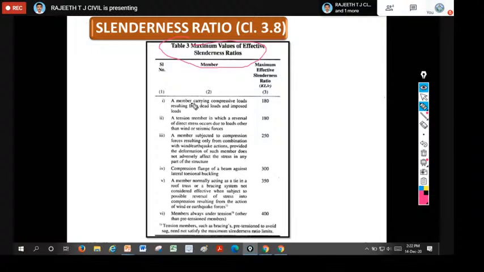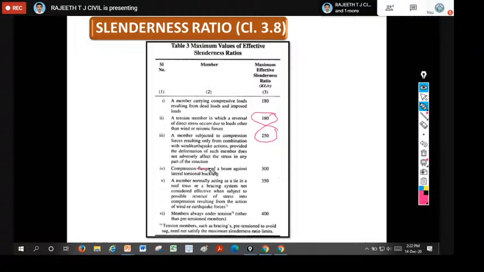The maximum slenderness ratio. If a member is carrying compressive loads resulting from dead load and imposed load, then the restricted value of lambda here is 180. In a similar way, for a tension member in which you observe a reversal of stresses, where direct stress occurs due to loads other than wind and extreme forces, the value here is 180. The next point is a member subject to compression force resulting only from the combination of wind and earthquake actions. Then the value is 250.